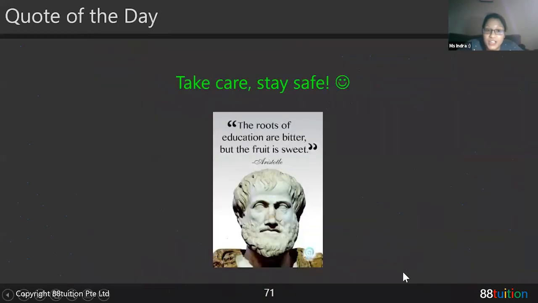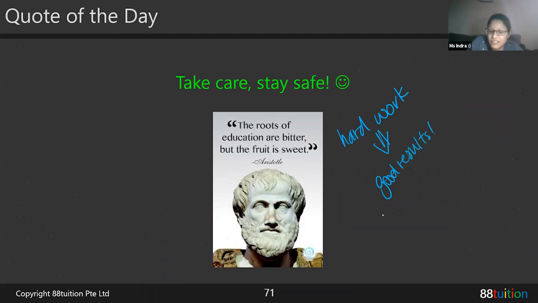I will just end off with a quote before we conclude our lesson. The roots of education are bitter, but the fruit is sweet. Basically, a lot of hard work is needed, but you know that you will get good results at the end of the day. That's what it means. Aristotle told us that, and I agree with this completely.